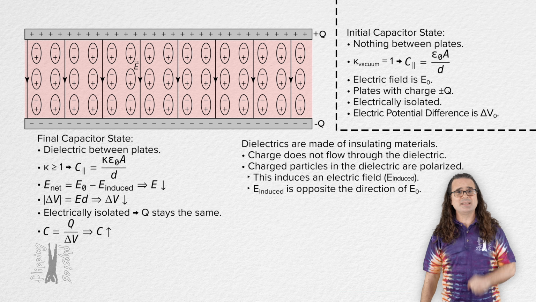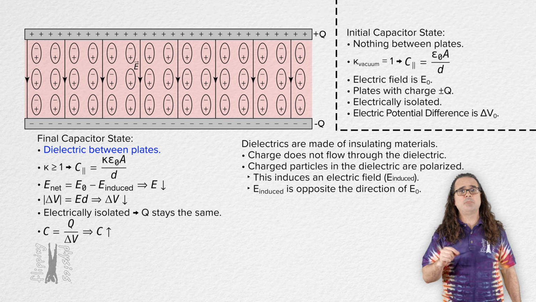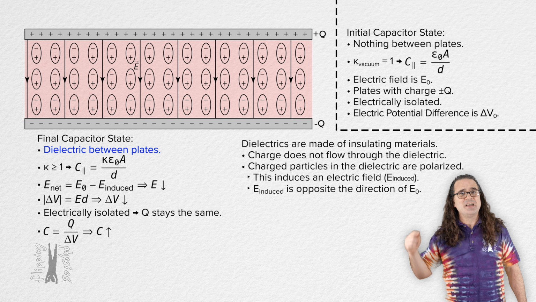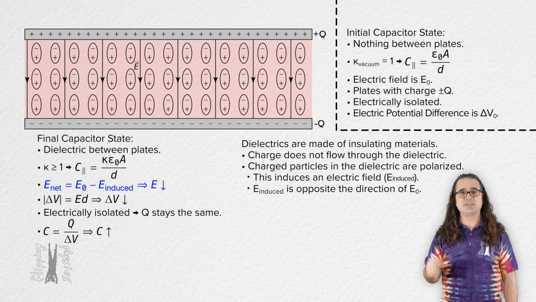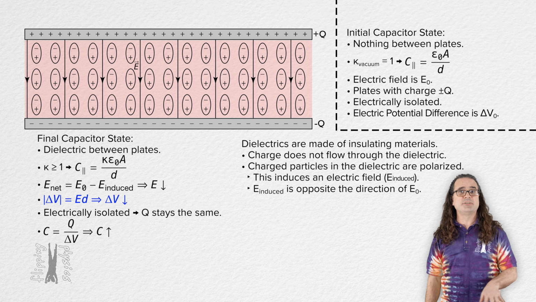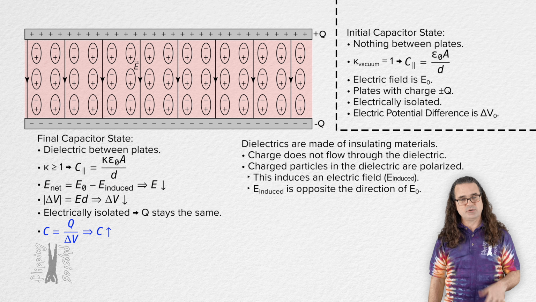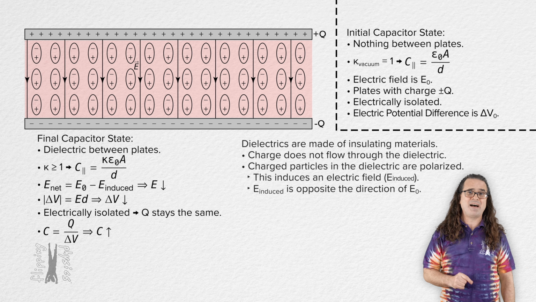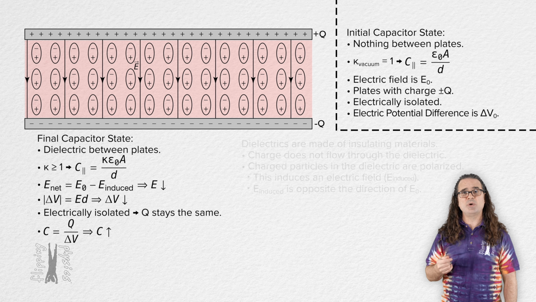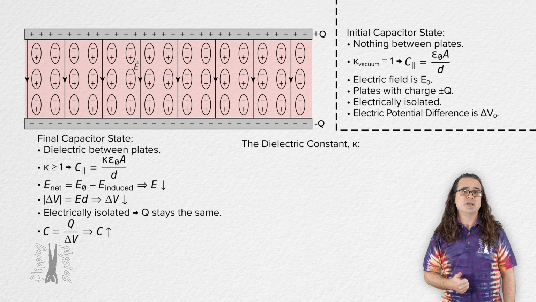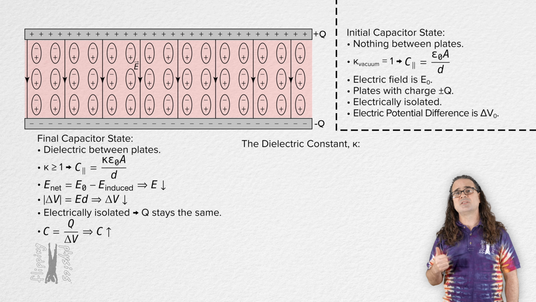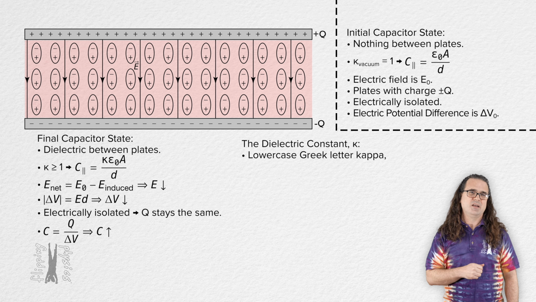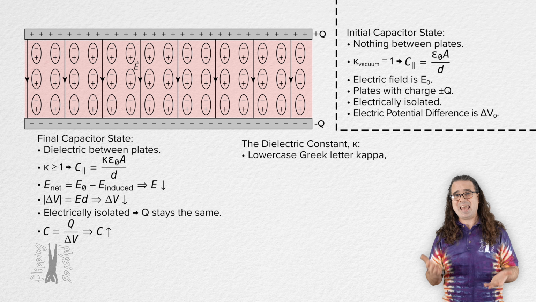Exactly. Adding a dielectric between the plates of an ideal parallel plate capacitor that is electrically isolated decreases the electric field, which decreases the electric potential difference, which increases the capacitance. Okay, now, the way we define the effect of a dielectric is with the dielectric constant. The symbol for the dielectric constant is the lowercase Greek letter kappa. It looks basically like a lowercase k.